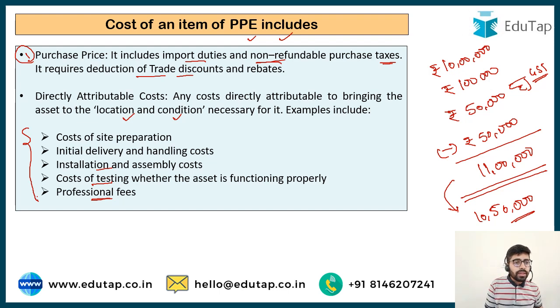So two things are there. One is purchase price and the other is directly attributable costs to machinery. It can be freight cost, transportation cost, professional charges, installation charges. So everything is going to be included here.